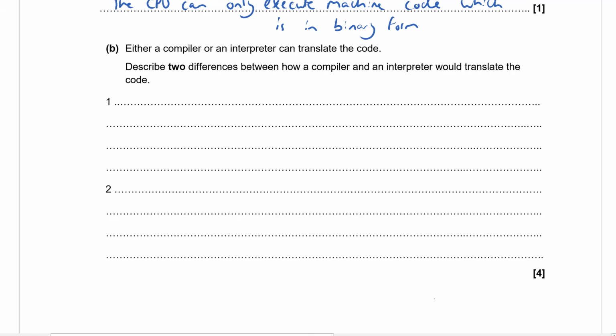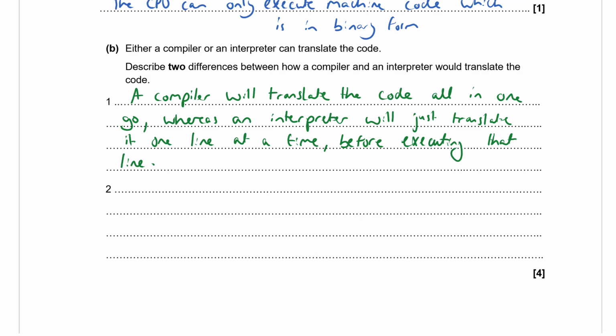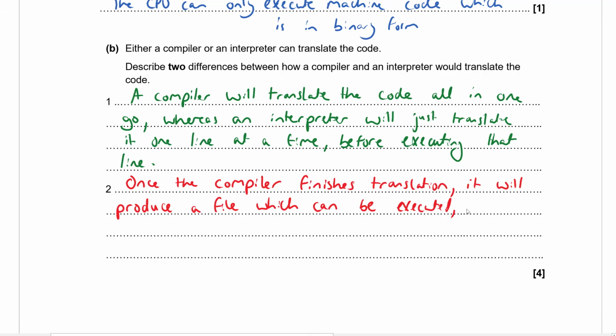It's 4 marks here, so be really clear about the difference. Don't just say a compiler does it all in one go. Make sure you then contrast that to an interpreter. But I will start by saying a compiler does it all in one go. Whereas, which is a great word to use for these differences questions, whereas an interpreter will just translate it one line at a time. And as a second difference, let's mention that executable aspect. So once the compiler finishes translation, it will produce a file which can be executed. Whereas, really I've said this before, but whereas the interpreter will execute it while it is translating.